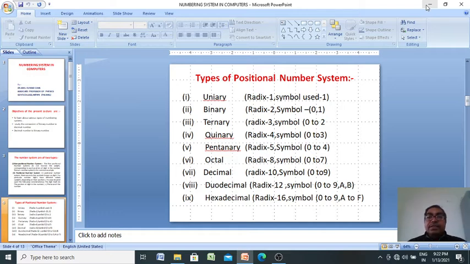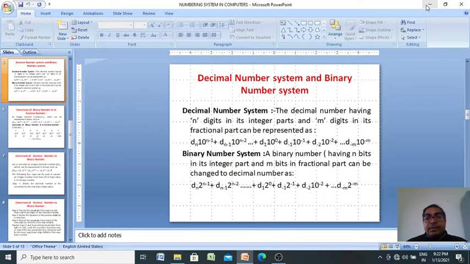They have different bases, radix and symbols, as shown on the slides. The main purpose of this lecture is to study the decimal number system and the binary number system. The decimal number system has the base or radix 10. It has n digits in its integer part and m digits in its fractional part, and it can be represented by the equation given here: d_n 10^(n-1) + d_(n-1) 10^(n-2) + ... + d_0 10^0 + ... + d_(-m) 10^(-m).